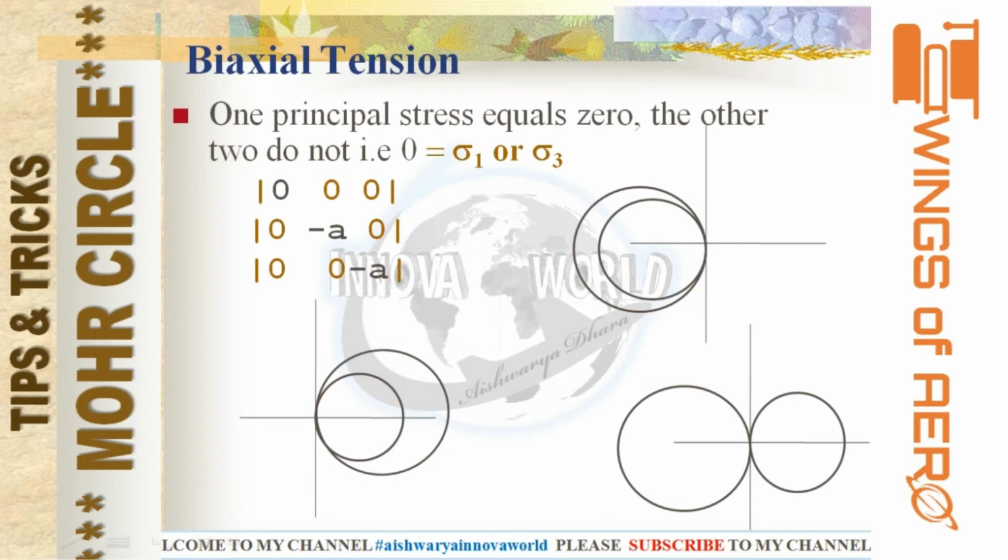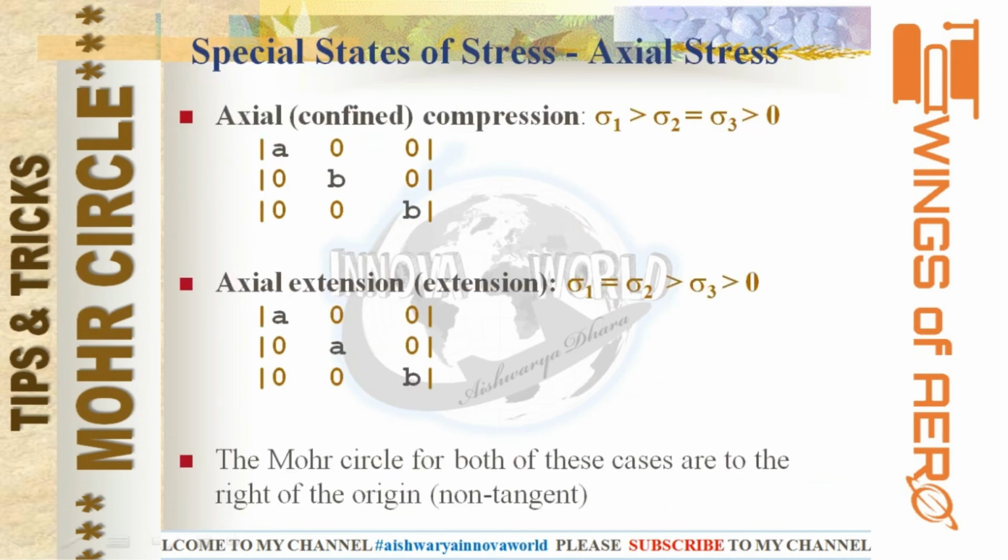Next comes biaxial tension. Here one principal stress equals 0 and the others do not, that is, sigma 1 or sigma 3 has to be 0 and the other two may be positive or negative. As you can see, among the three, one of them has to be 0. In this one, both sigma 1 and sigma 2, or whatever you consider, are in tension. This is in compression, and here on one side it means tension and on the other side compression.